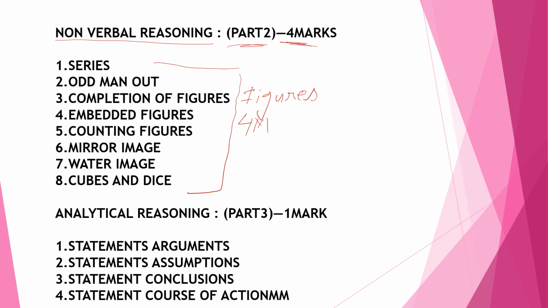The most important topics here are cubes and dice, counting figures and series. These 3 are the most important topics. We can expect 1 mark from these topics. Next, analytical reasoning, that is part 3. It is also known as critical reasoning. In some books they will mention it as critical reasoning. We can expect 1 mark from all these topics.